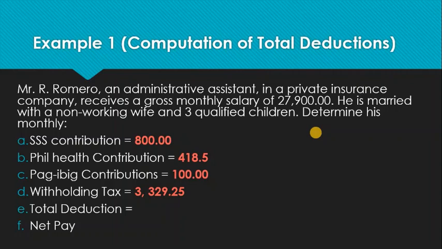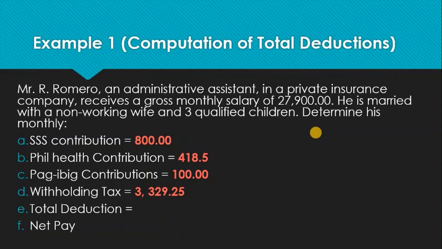The question is, do we have personal or optional deductions here? No. Based on the problem, we don't have optional deductions because it doesn't mention the loans of Mr. Romero or the union dues. Okay, only the mandatory deductions. So now we are done with the mandatory deductions.